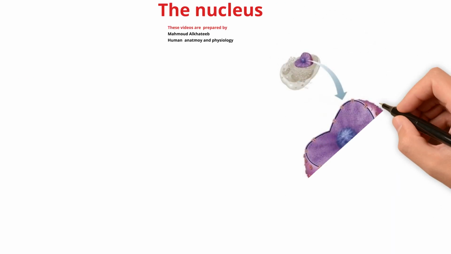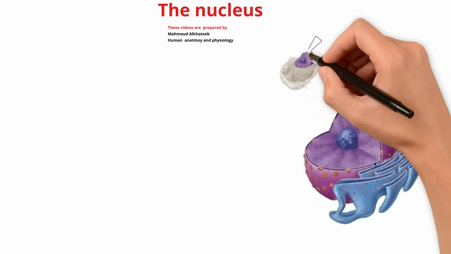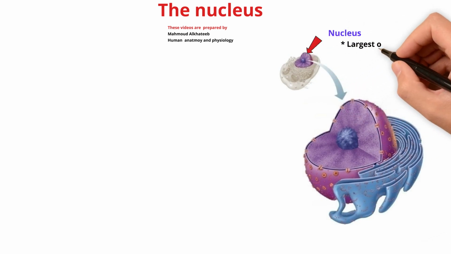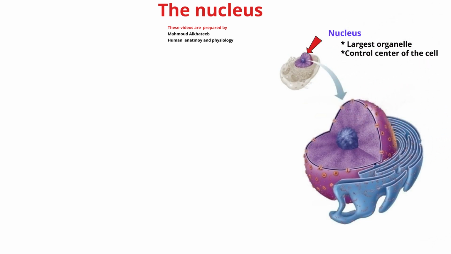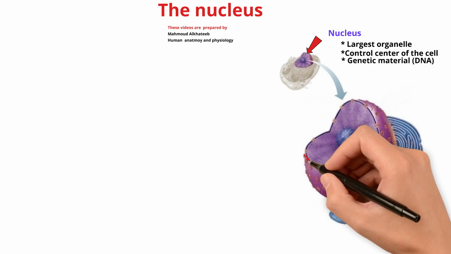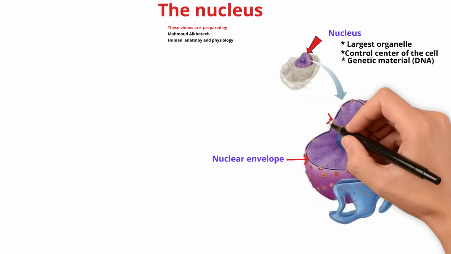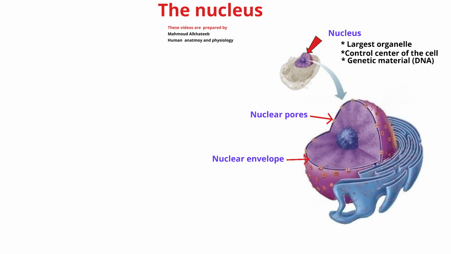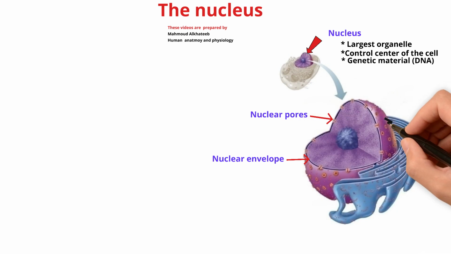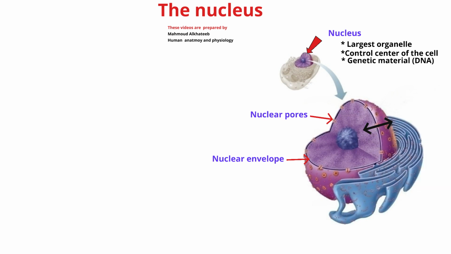Deep within the heart of every eukaryotic cell lies the nucleus, the largest organelle in the cell that serves as the cell's command center as it stores our genetic material, the DNA. Enclosed by a double membrane known as the nuclear envelope, the nucleus safeguards the genetic material, isolating it from the cytoplasm while allowing selective exchange through nuclear pores. These microscopic gateways regulate the movement of molecules, ensuring that essential instructions flow seamlessly between the nucleus and the rest of the cell.